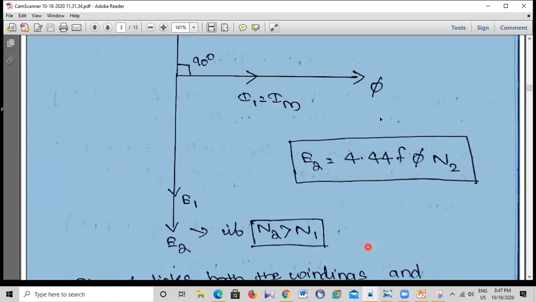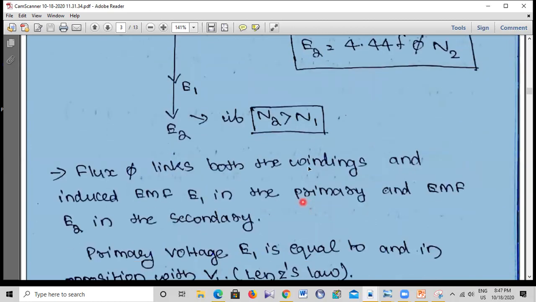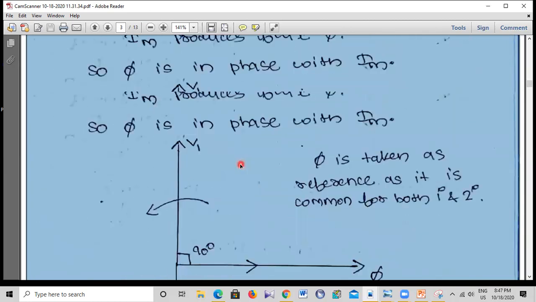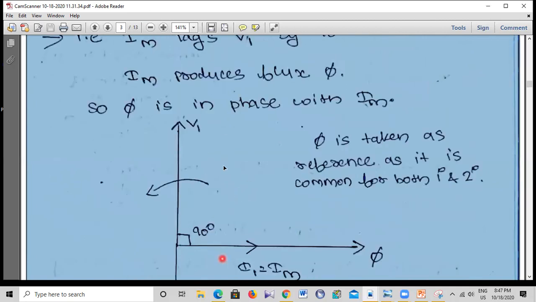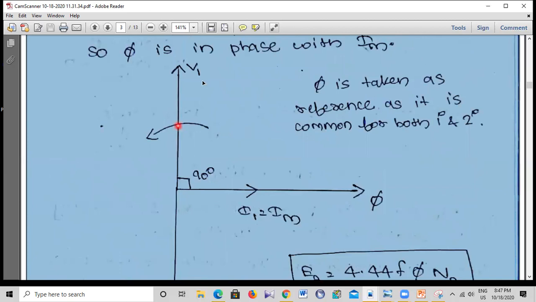Just like that. And V1 and E1 will be of the same magnitude, but they will be in opposite direction. They will be mutually opposite. Why? According to Lenz's law. So we can write E1 is equal to minus V1. Okay. That's why they are in opposition. So we draw E1 opposite to V1.